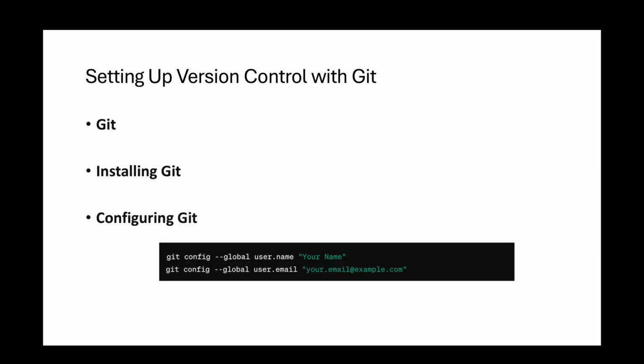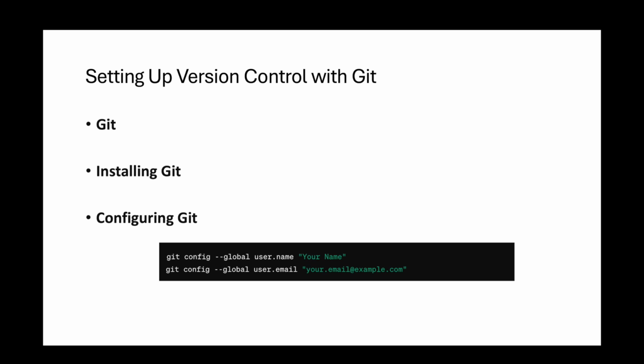Setting up version control with Git. Git is a distributed version control system used for tracking changes in files and coordinating work among multiple developers. It allows developers to collaborate on projects, track changes over time, and revert to previous versions if necessary. Git is widely used in the software development industry and is essential for managing codebases effectively.